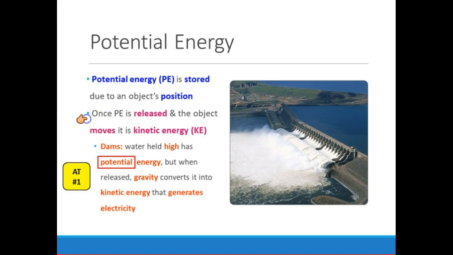So here's the thing. Once we release that potential energy, the reason it's called potential energy is because it has the potential to now change into kinetic energy. So when we release the potential energy, the object begins to move, and as it moves, it turns into kinetic energy.